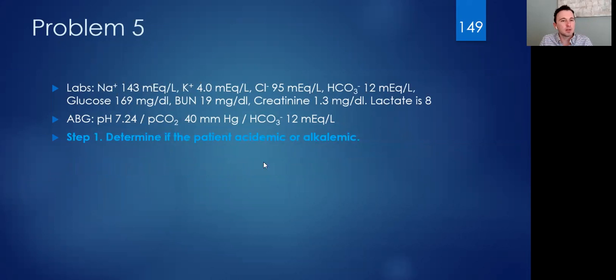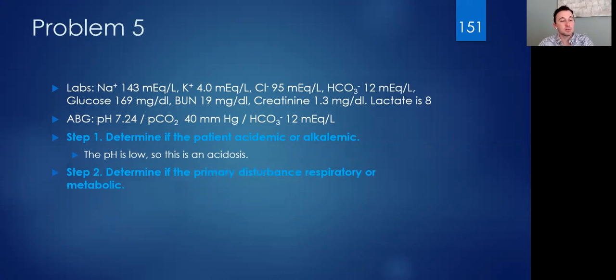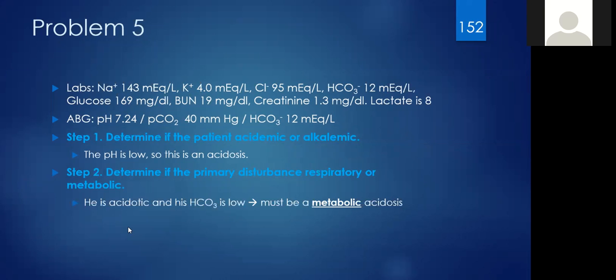So again, I'm leaving the labs up here. Our first step is to determine if the patient's acidemic or alkalemic. That's the straightforward part. Our pH is low, so we know this has to be an acidosis. Our step 2 is to determine if the primary disturbance is respiratory or metabolic. So our pH is low, our bicarb is low, so this must be a metabolic acidosis that's serving as the primary driver of this disturbance.